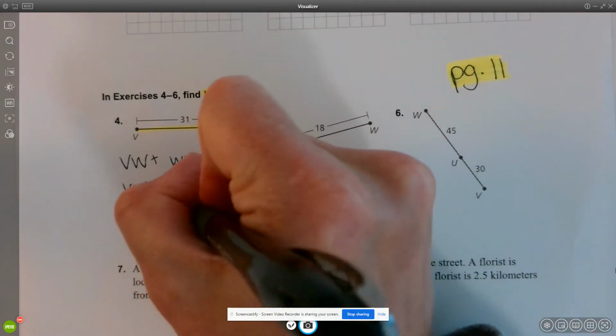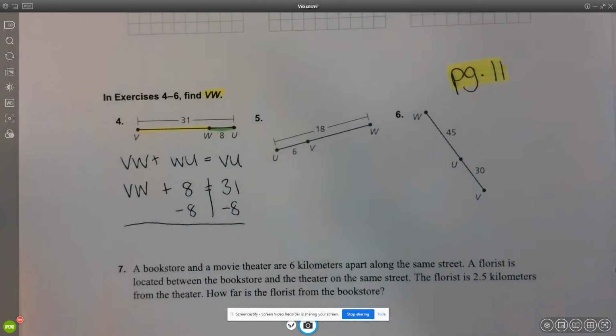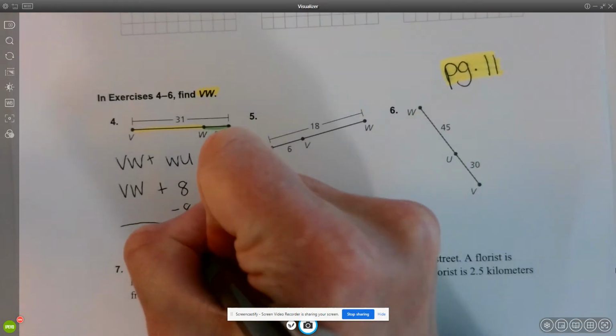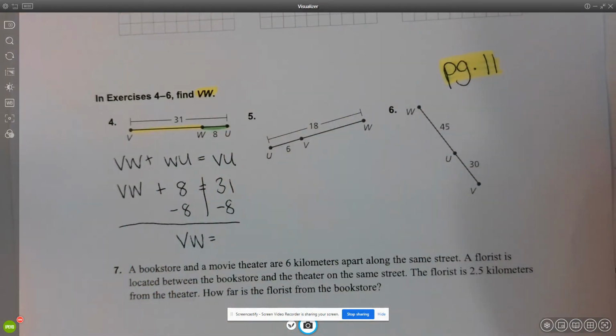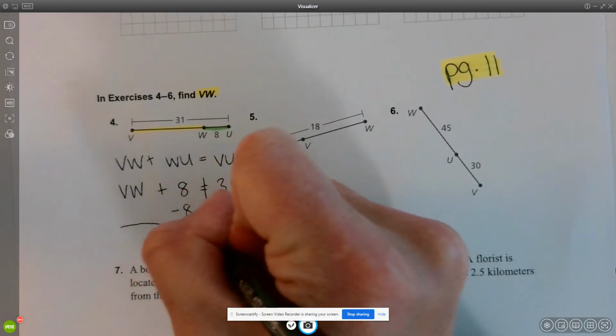So I'm going to subtract 8 from both sides. And this might have been immediately what you did at the start. You might have just known right at the beginning to do 31 minus 8, which is fine. But I wanted to show you how to set it up using the segment addition postulate. And so when you solve this equation, you get that the length of VW is equal to 23 units long.